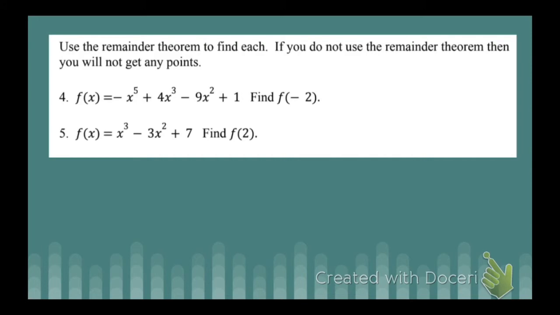Examples 4 and 5, we're using the remainder theorem to find f of -2 and f of 2. If you don't use the remainder theorem, if you just plug -2 in for x, everywhere that you see an x, then you will not get credit for this on the test. So make sure you're using synthetic division and the remainder theorem.